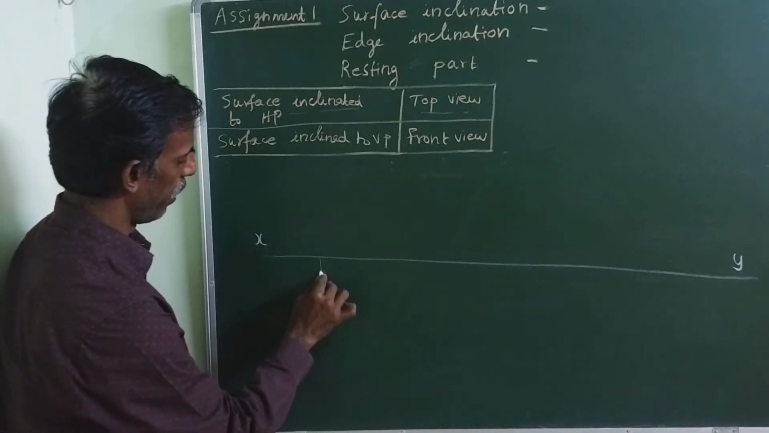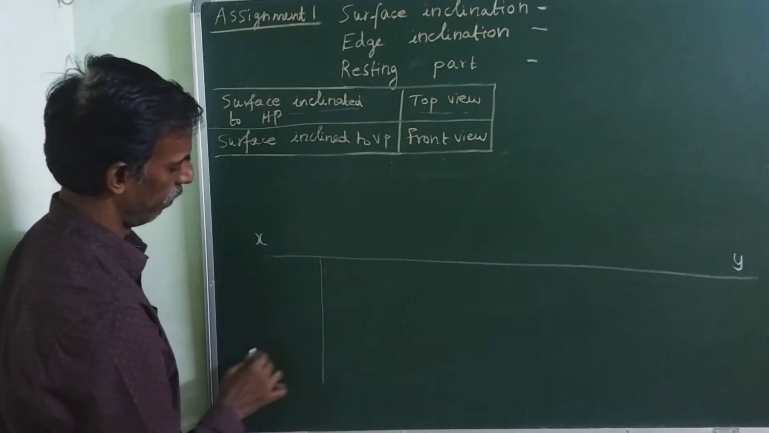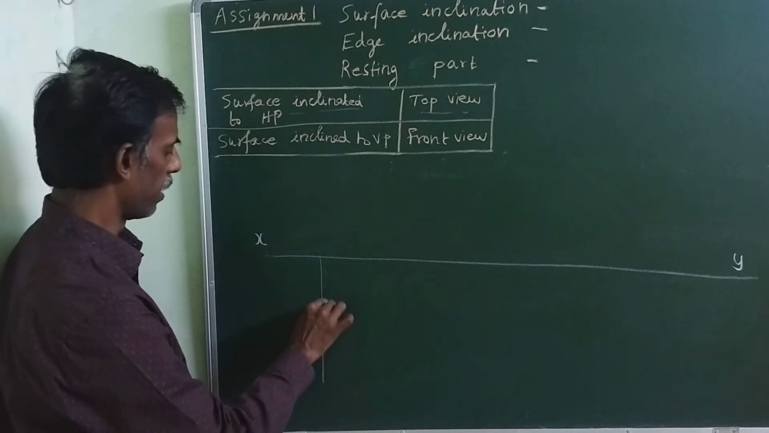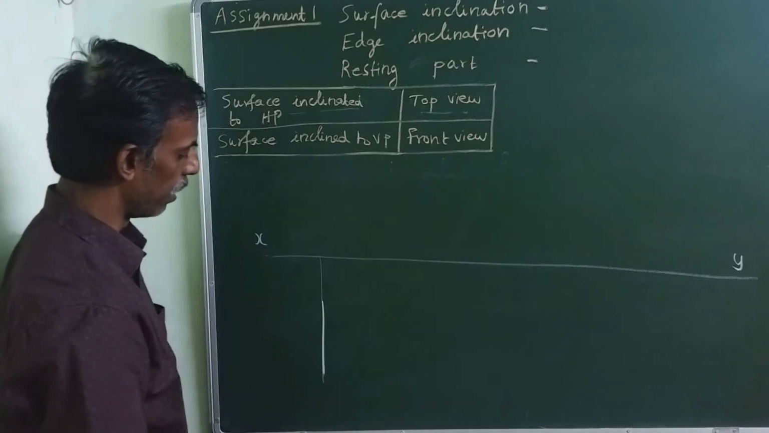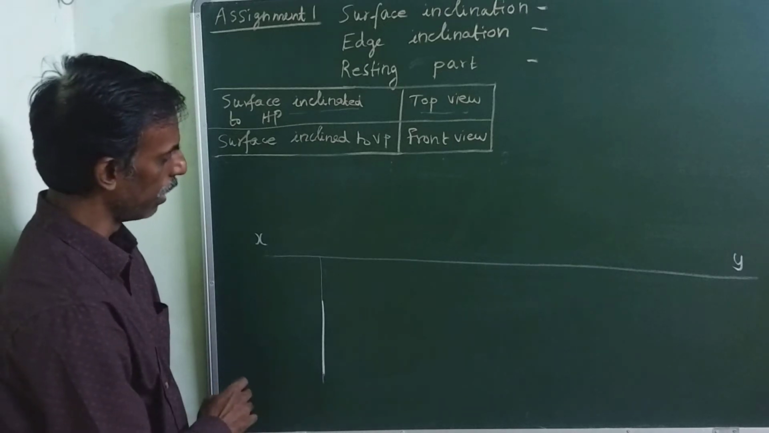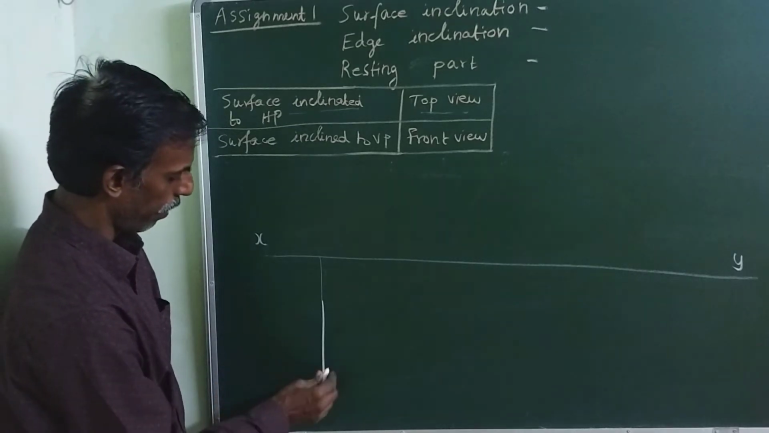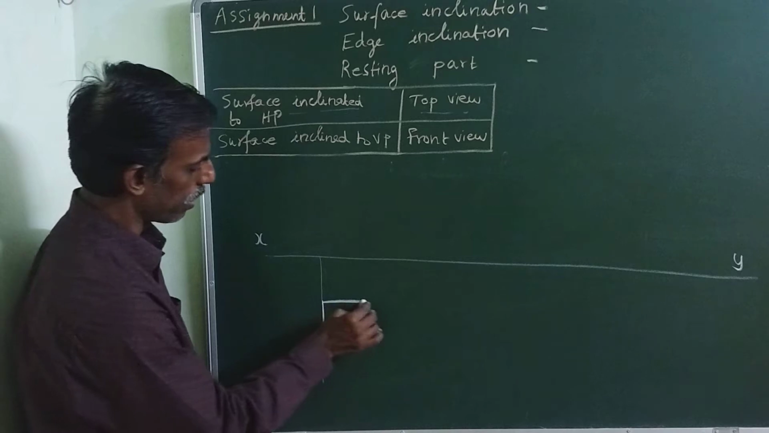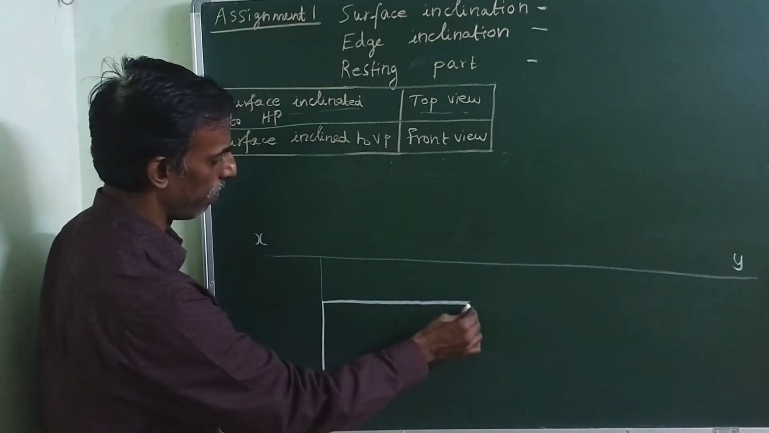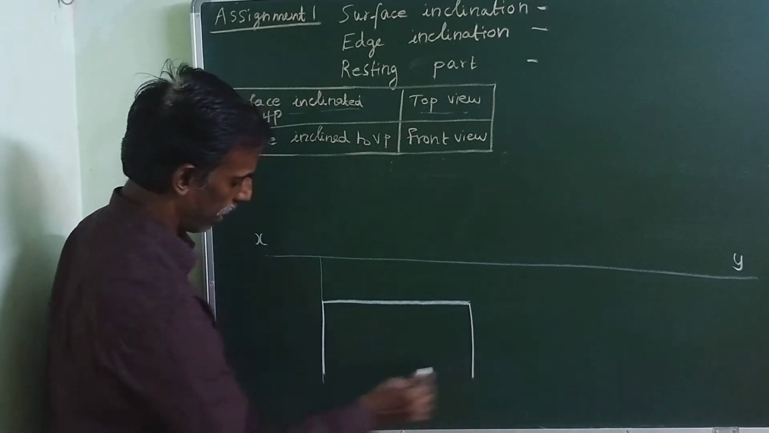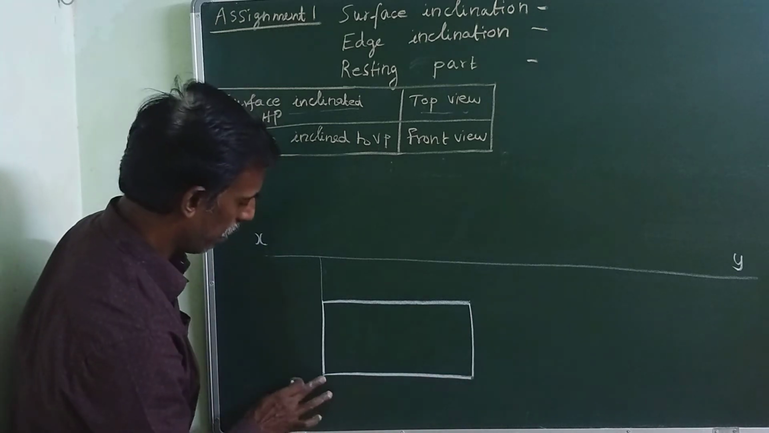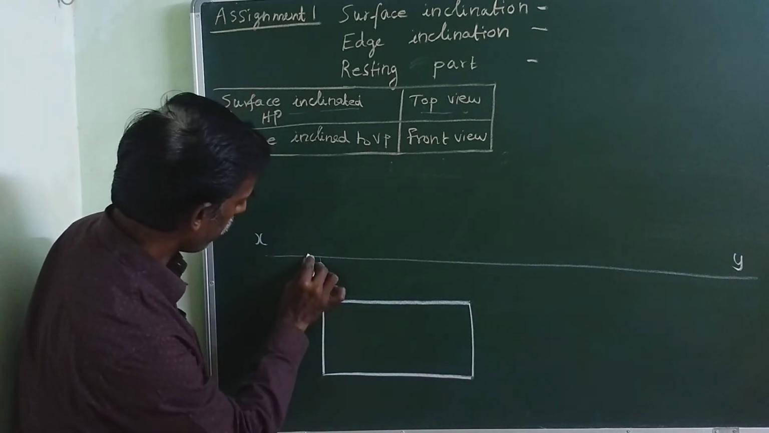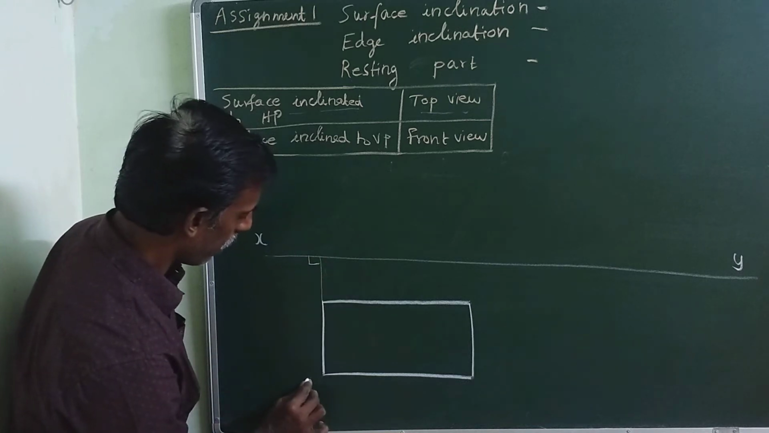So draw the perpendicular line. The shorter side is resting on HP. So you have to keep shorter side here. This is the shorter side of the rectangle measuring 25 mm. Longer side is measuring 70 mm. So draw the rectangle in the top view. So this angle here you have to maintain 90 degree.